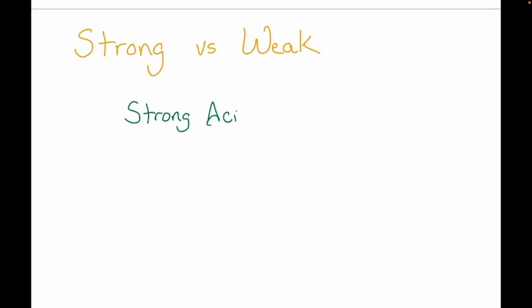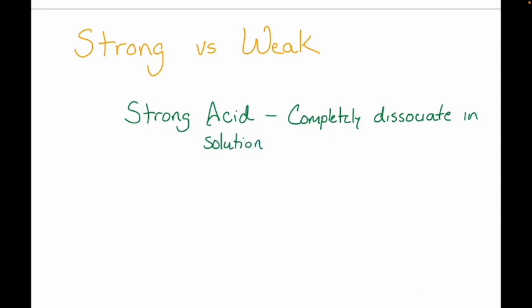A strong acid is one that will completely dissociate in solution. Okay, that's what it means to be a strong acid, is that it will completely dissociate in solution. So what the heck do I mean by that? Let's look at one of our strong acids, hydrochloric acid. If I make a solution with my hydrochloric acid, I'm going to place it in water. Okay? So if this is my acid and this is my base, everybody take a second and predict the products of this reaction.